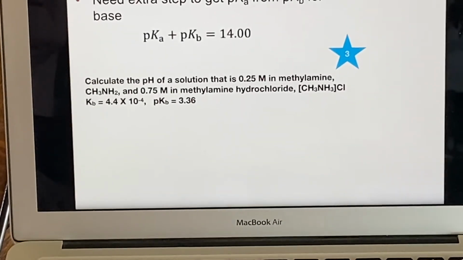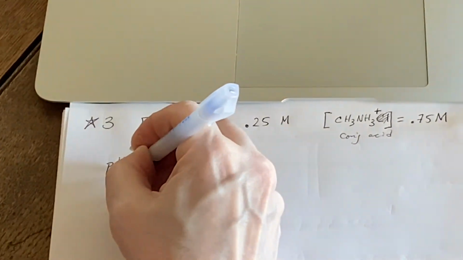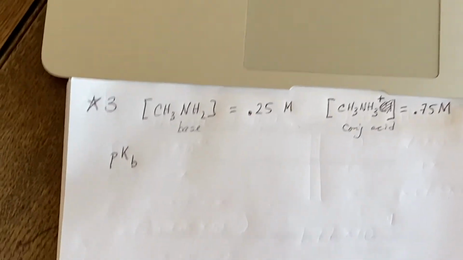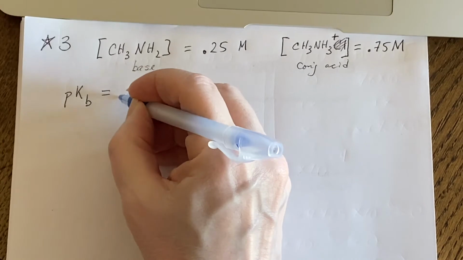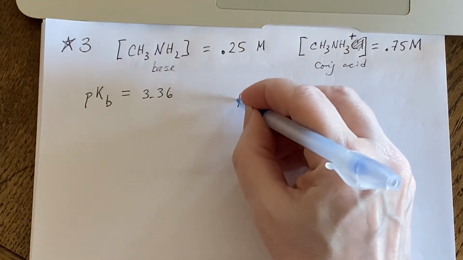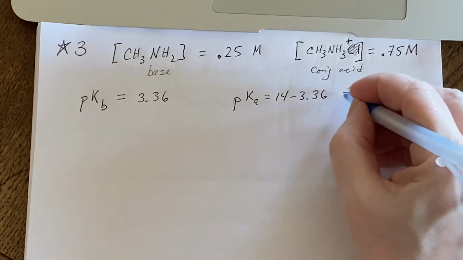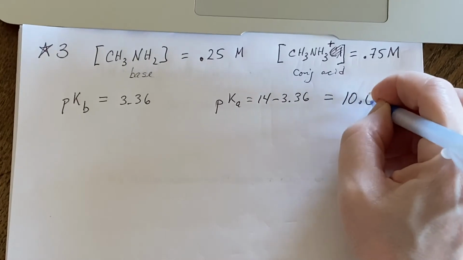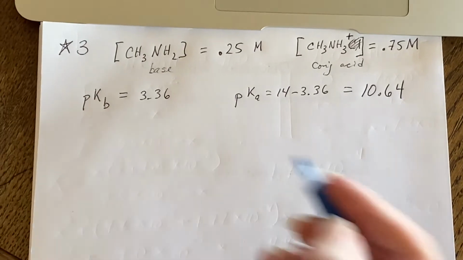They've given me the Kb, and they've given me the pKb. Well, let me work with that pKb. I want to use pKa because I'm going to use the Henderson-Hasselbalch equation. So if the pKb is 3.36, then the pKa is going to be 14 minus that 3.36. I'm going to get 10.64 for the pKa. All right, which is the first thing that I need to put into my Henderson-Hasselbalch equation.